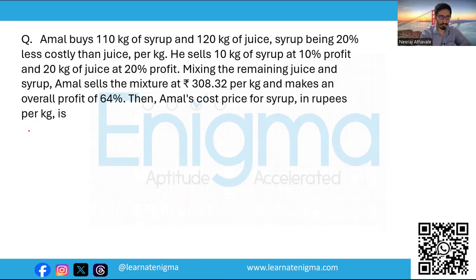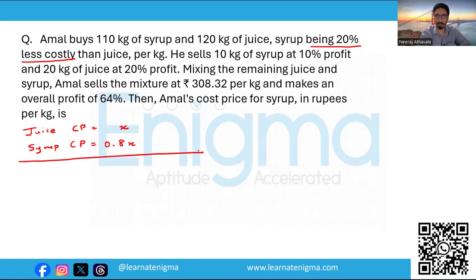Now, let's assume the price for juice as x per kg. And therefore, the cost price of syrup, as per the data given here, syrup being 20% less costly, will be 0.8x. Now, before moving on to the selling price part, we'll first find out the total cost price here.